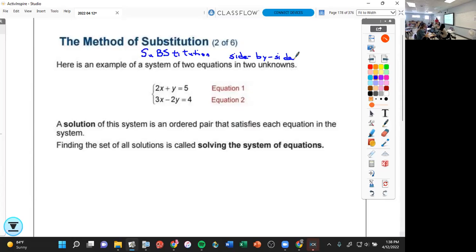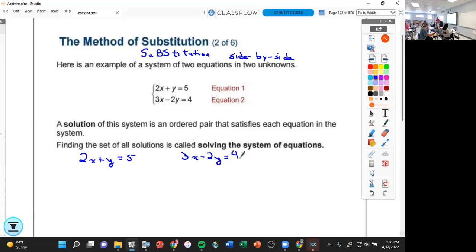So let's go ahead and do this one, because this problem is a little bit more difficult than the example they give us in a moment. If I'm going to solve this system by substitution, the first thing I'm going to do is write it side by side. So I have 2x plus y equals 5, and I have 3x minus 2y equals 4. They're side by side. Does anyone remember the first step?